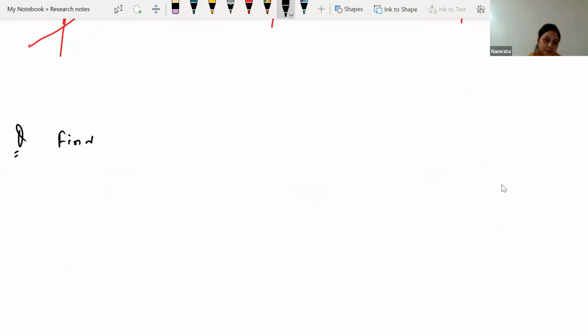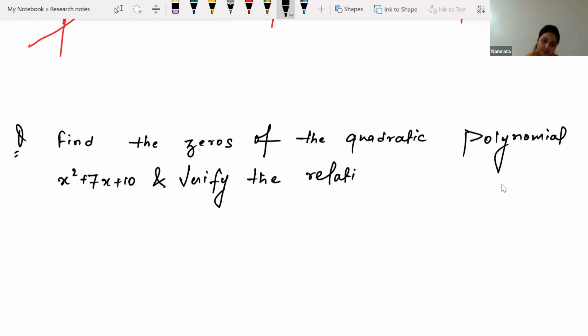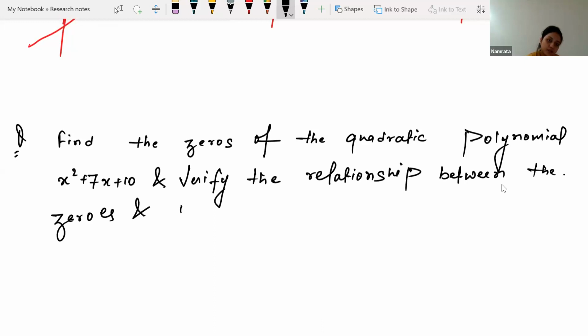find the zeros of the quadratic polynomial x square plus 7x plus 10 and verify the relationship between the zeros and the coefficients.